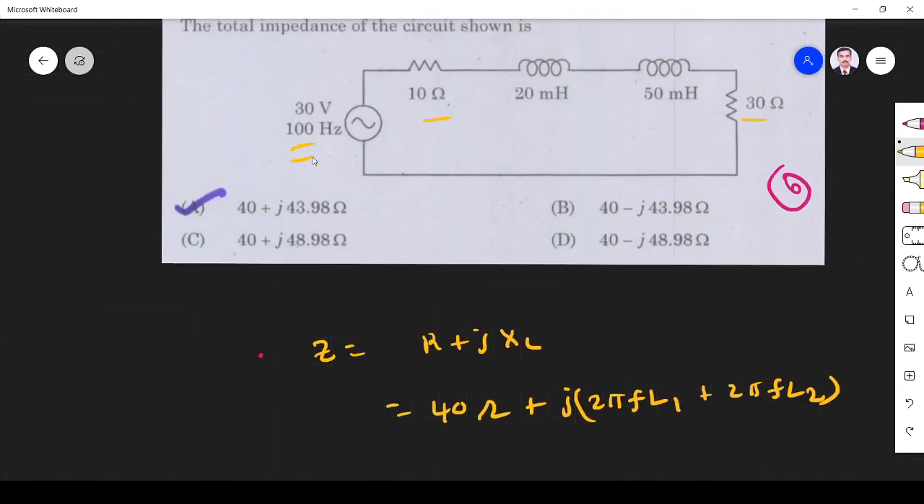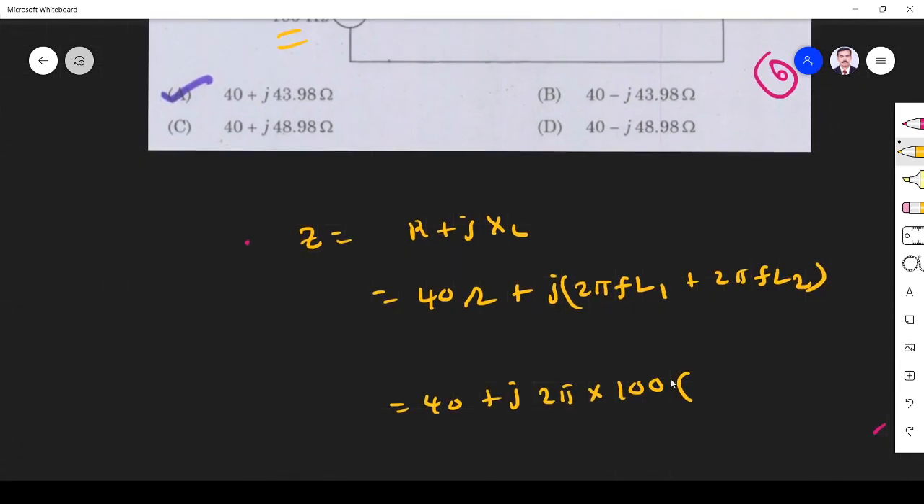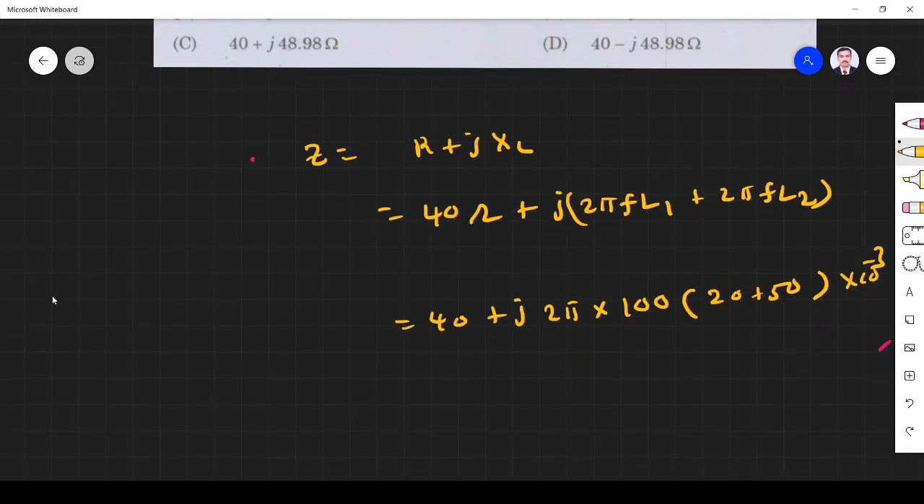F is 100, they have given, and L1 plus L2 is 20 plus 50. So 2 pi F, I take it common, times 20 plus 50 millihenry, into 10 to the power minus 3. If you simplify, what you get is 40 plus j 43.98 ohm.